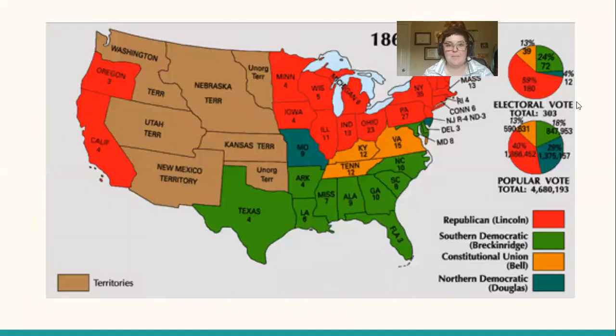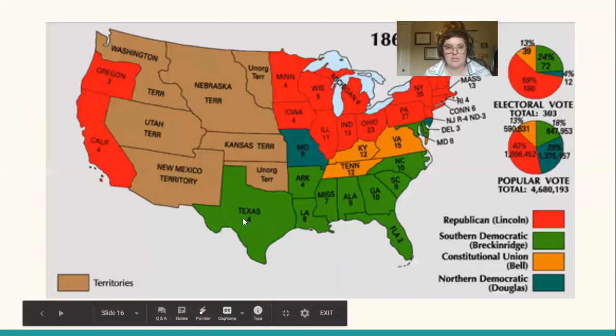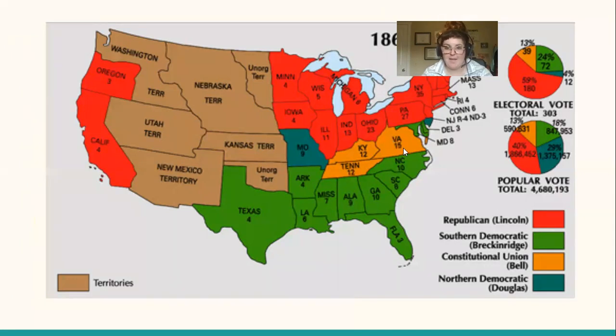So this is the map here. So you can see the green is Breckinridge, the red is Lincoln, and the yellow is Bell, and the blue, only one state or two states, is Douglas, right? So you can see that, in fact, the United States was really split along these northern and southern lines, really emphasizing the division between the North and the South. And what happens right after the election is the secession, and we'll talk about that next time.